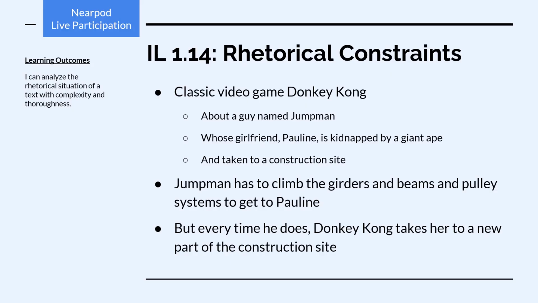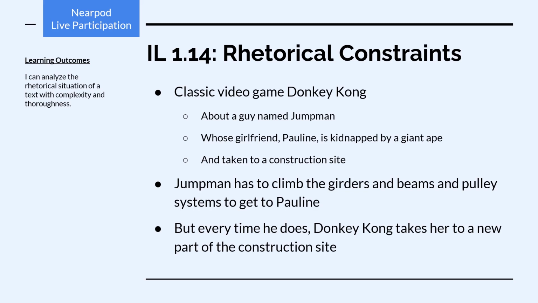Hopefully, some of you recognize this as the classic video game Donkey Kong. Donkey Kong is about a guy named Jumpman. No, that's not Mario. This is before Mario. His name is Jumpman. And Jumpman's girlfriend, whose name is Pauline, is kidnapped by a giant ape named Donkey Kong. And Donkey Kong takes Pauline to a construction site. That's what the levels are supposed to resemble.